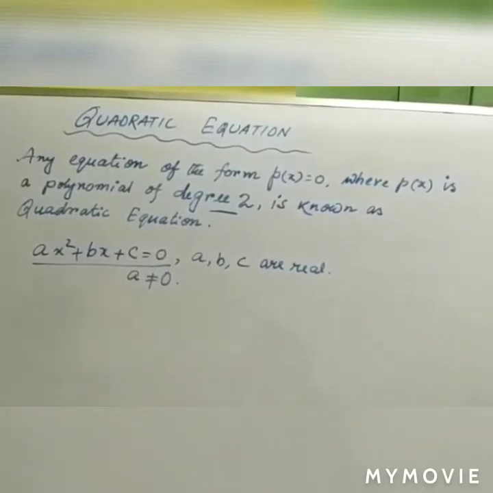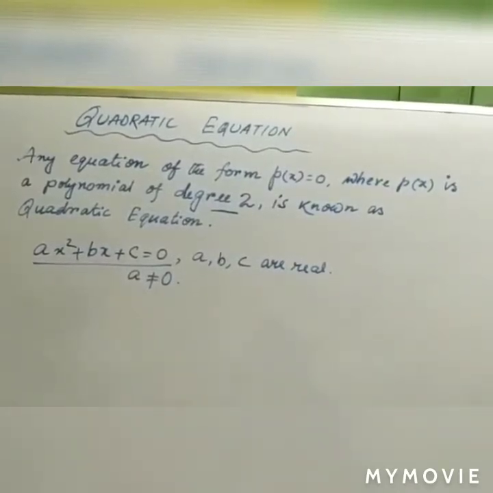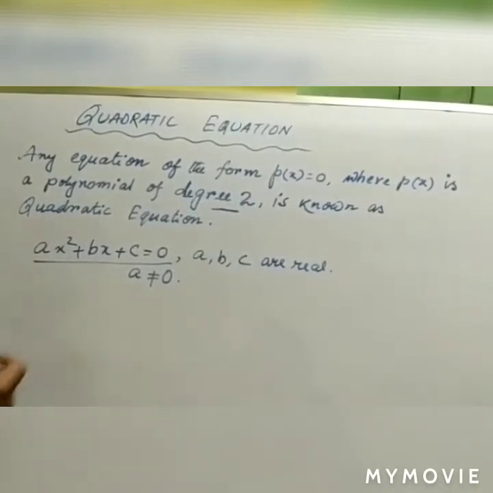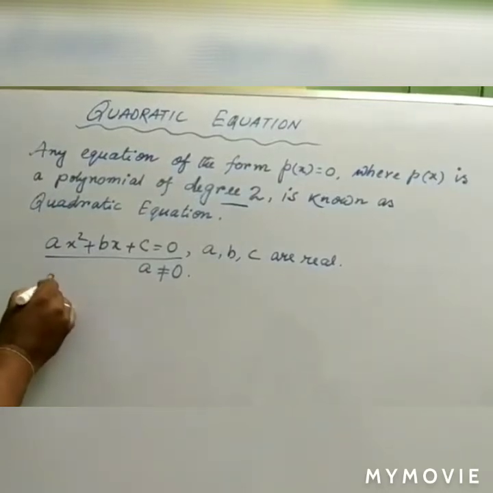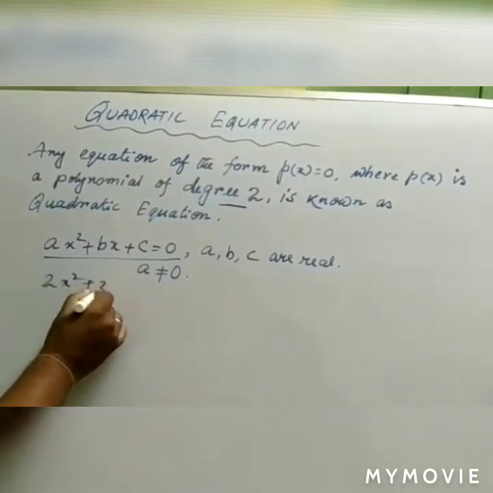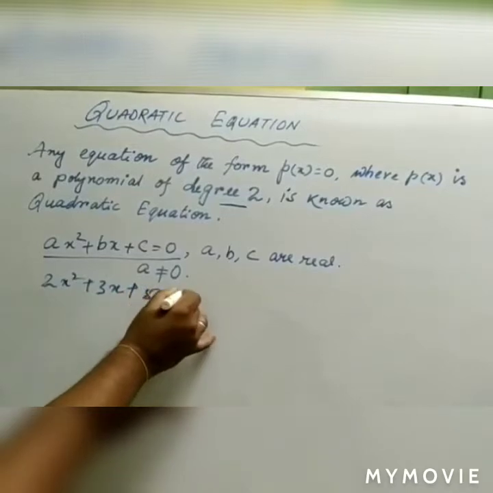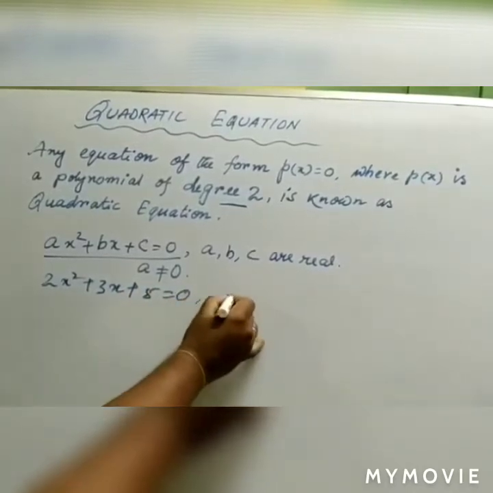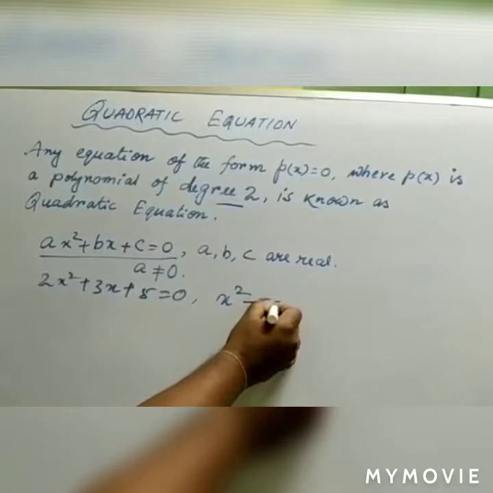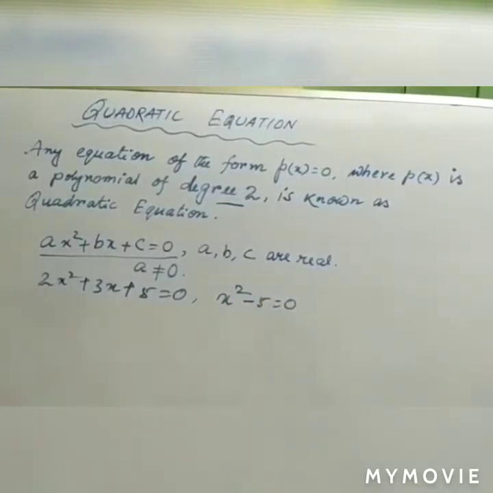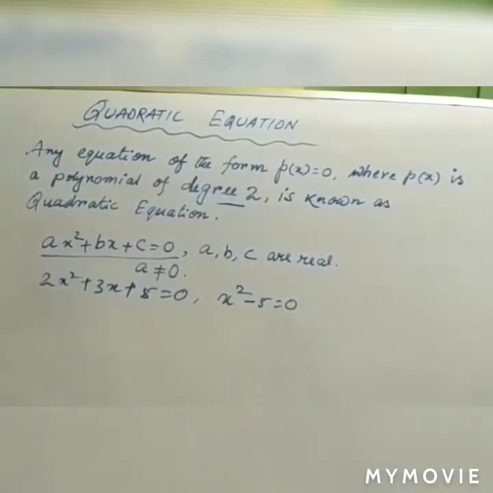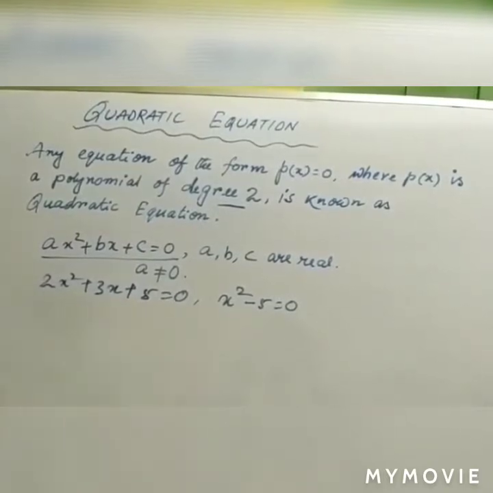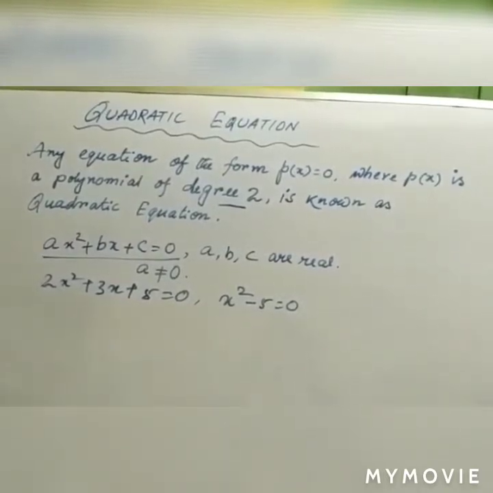So for a quadratic equation, it should have a quadratic polynomial. That means a should not be 0, that is, the coefficient of x square cannot be 0. As examples, we can take 2x square plus 3x plus 5 equals 0, and x square minus 5 equals 0. These are examples of quadratic equations. So this is the basic of the quadratic equation.